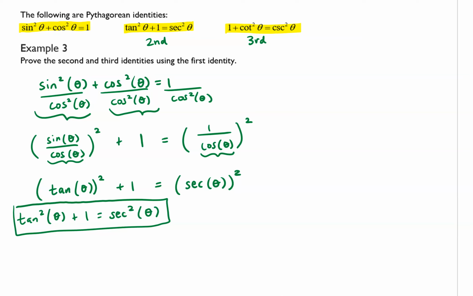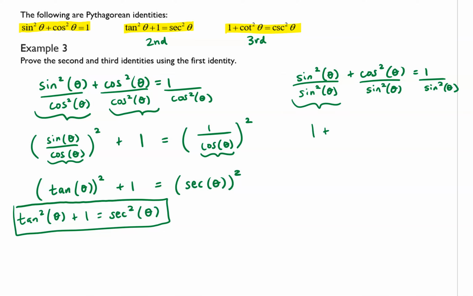And we're going to basically do the same thing to get the third identity, except we're just going to divide by something different this time around. In the previous example, I divided all of the terms by cosine squared theta. Now I'm going to divide everything by sine squared theta. And hopefully that gives us the third identity. Okay, so this thing would simplify to 1. This thing I can rewrite as cosine of theta over sine of theta, and that whole quantity squared. And then the last thing here I can write as 1 over sine of theta quantity squared, like that.